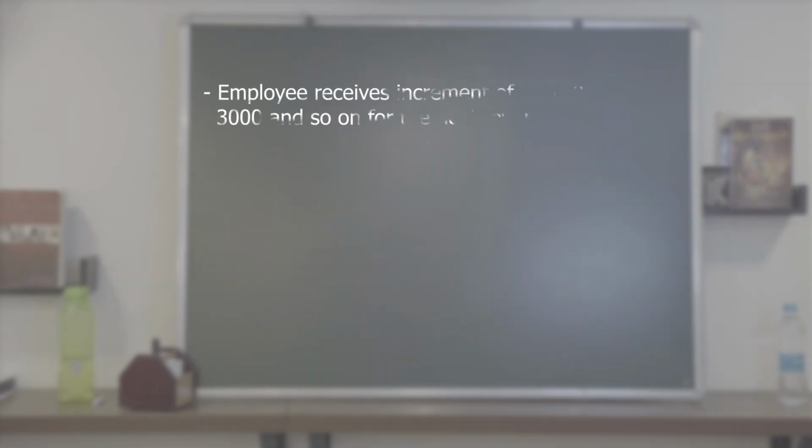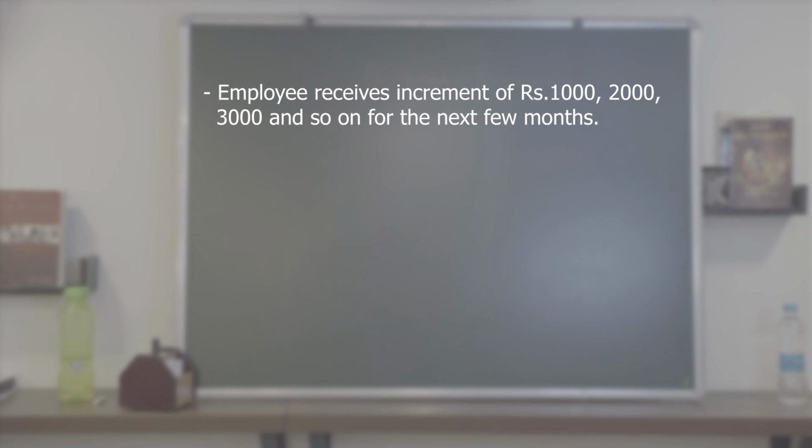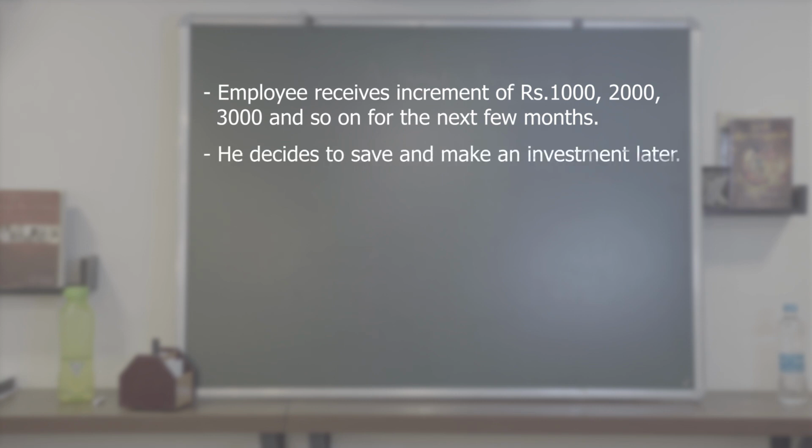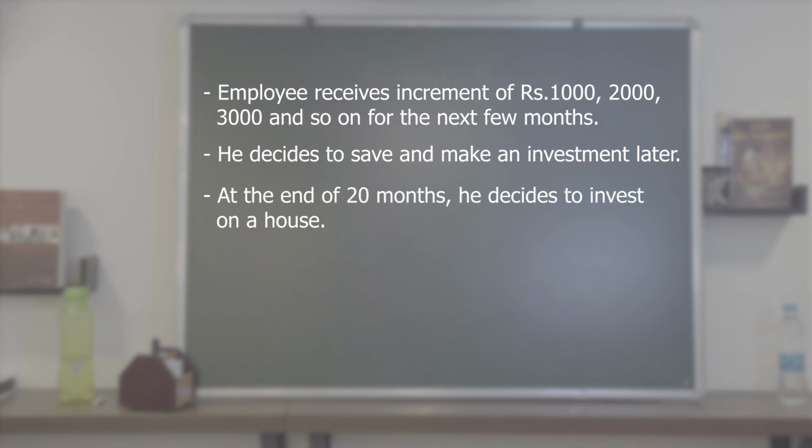An employee receives an increment of 1000 rupees, 2000 rupees, 3000 rupees, and so on for the next few months. He decides to save this increment and make an investment after some time. At the end of 20 months, he wants to calculate how much he has saved so far and he wants to invest that amount into a house. Question: how much has he saved so far?